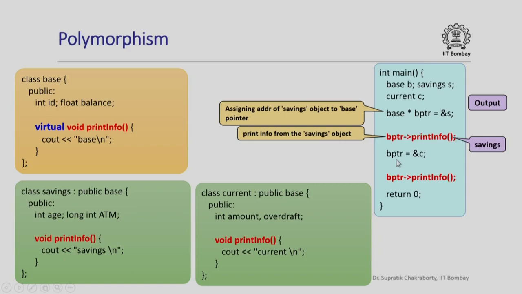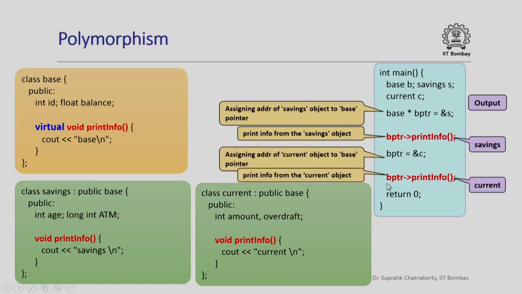Here the same pointer variable BPTR is now assigned the value of the address of C, where C is an object of the current class. So when we say BPTR arrow printinfo over here, because printinfo is declared virtual in the base class definition, the printinfo of the base class is not going to be called here. Instead, at runtime it will be determined what BPTR is pointing to. BPTR is in this case pointing to an object of the class current, and therefore printinfo as defined in the class current will be called, and therefore you will see on the output current being printed here.